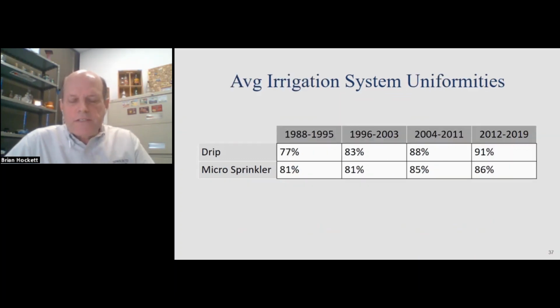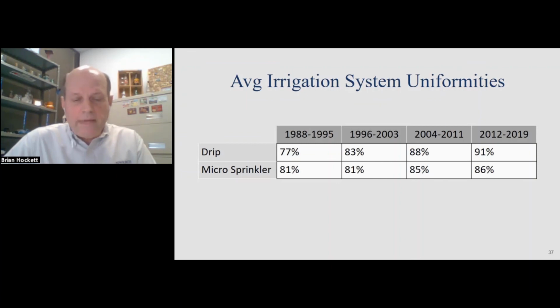If we look at irrigation system uniformity, or DU, we can see how systems have improved over time. More so in drip than in microsprinklers, with the overall uniformity in drip systems increasing 14% from 77 to 91 in the time frame shown on the screen, as opposed to microsprinklers increasing only 5 percentage points from 81 to 86%. I would attribute the significant increase in drip DU to the use of pressure compensating, or PC emitters, which have become more prevalent over the last 30 years.